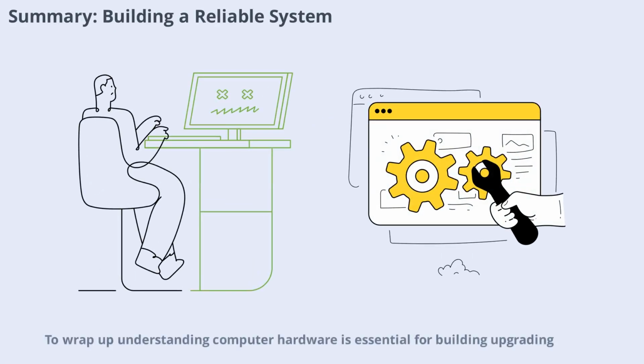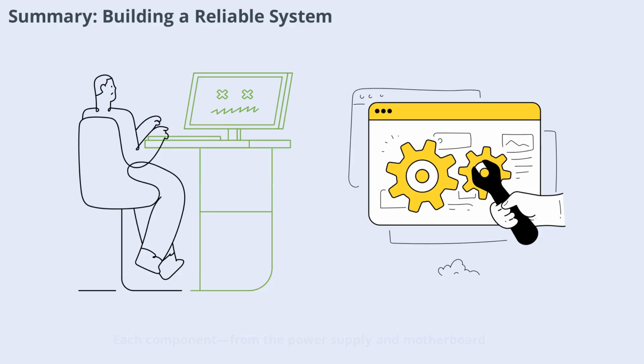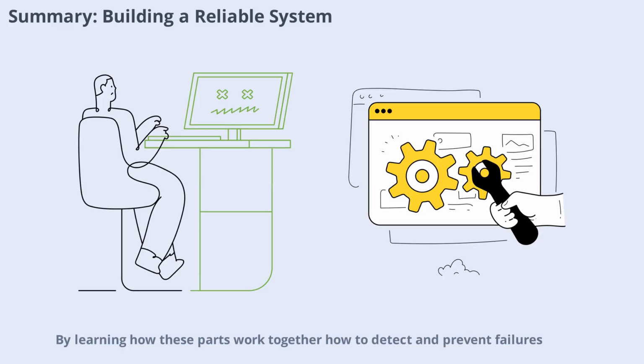To wrap up: understanding computer hardware is essential for building, upgrading, or maintaining a reliable system. Each component, from the power supply and motherboard to storage and input-output devices, plays a unique role. By learning how these parts work together, how to detect and prevent failures, and how to choose the right specifications, you can ensure your computer runs smoothly for years to come. Remember, regular maintenance and quality components are key to a trouble-free computing experience.